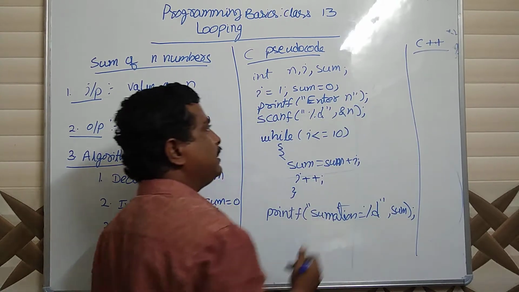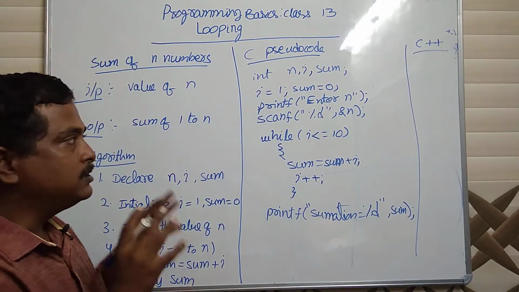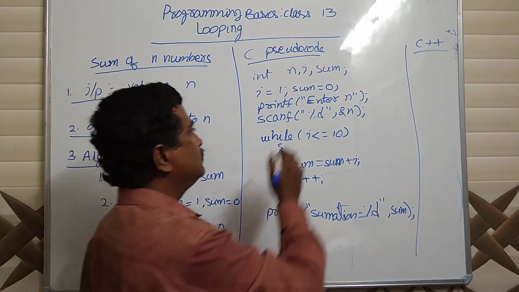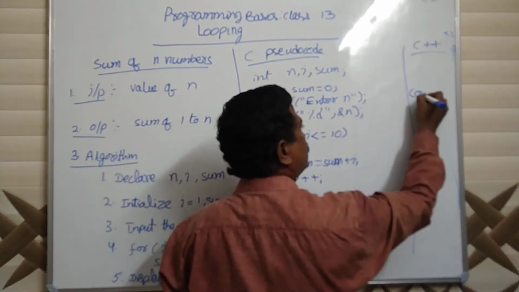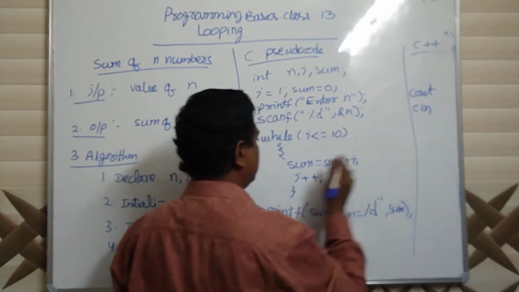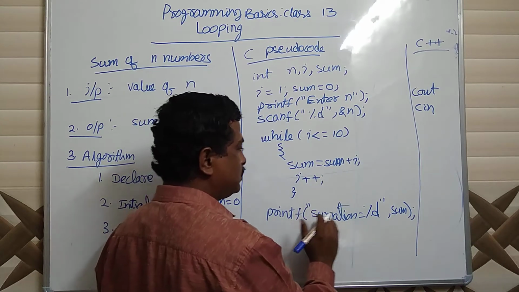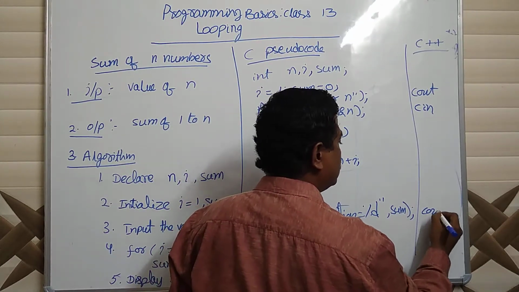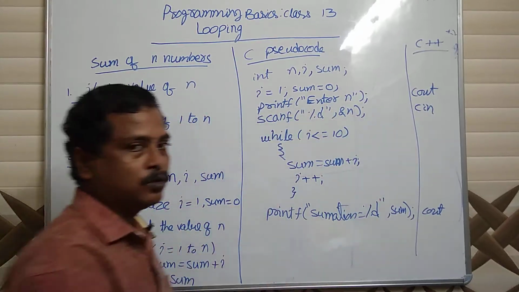I am not writing detail because C++ is also the same. The only difference is that printf will be cout, and scanf will be cin. These are the same, no change. Again, printf will be cout. That will be the C++ code.